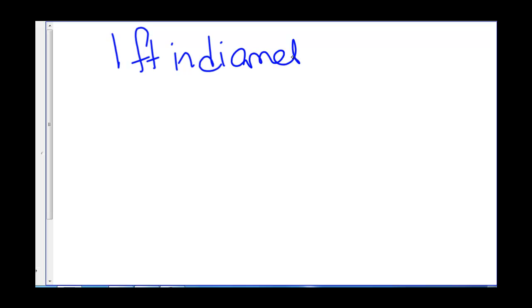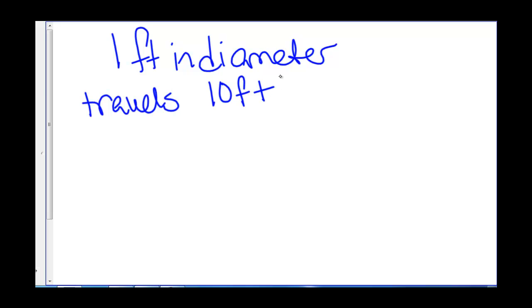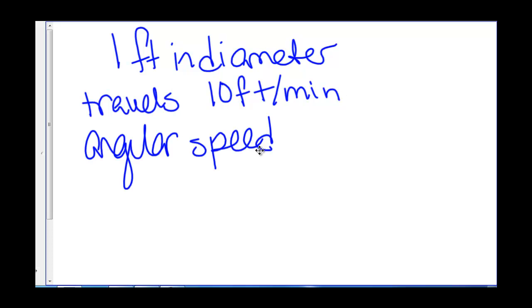Let's try an example. So let's say that we have a bicycle wheel. The bicycle wheel is 1 foot in diameter, and the bike travels at a speed of 10 feet per minute. Let's find the angular speed, and let's also figure out the revolutions per minute the wheels make.